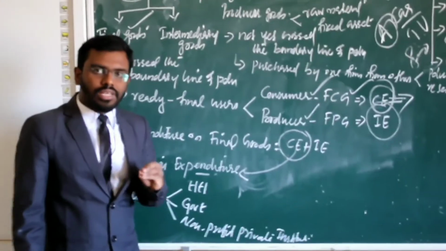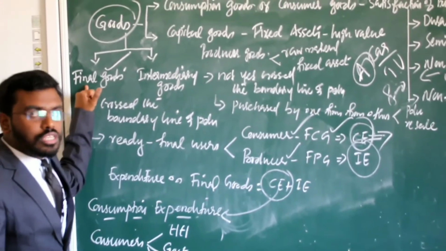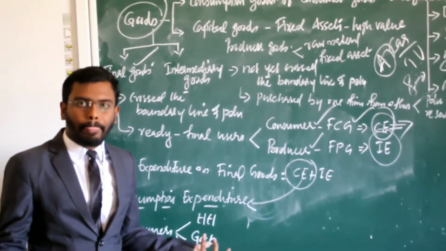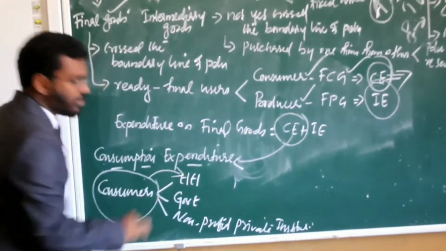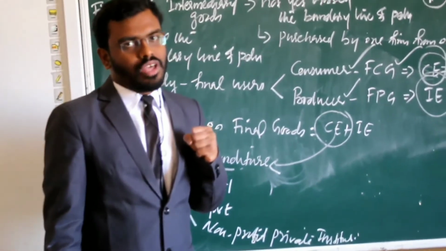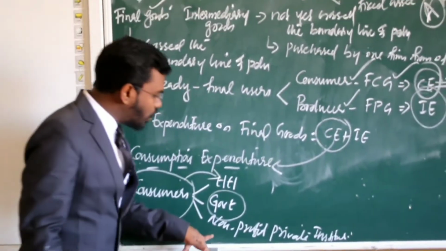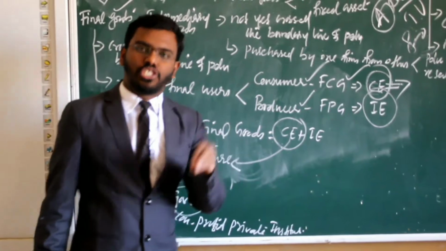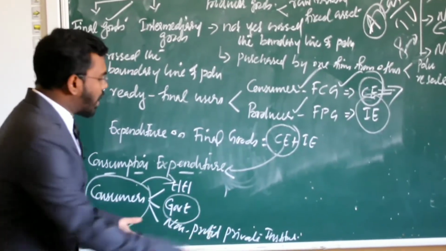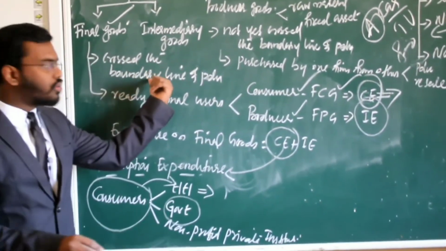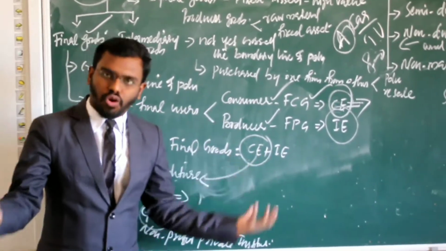What is consumption expenditure? It is expenditure made by consumers on final goods. So the next question: who is a consumer? In economics, consumers are of three types. First one, household. Household means a normal individual. Second one is government. And the third one is non-profit private institution. First, household, that means a normal individual. For what purpose do they demand final consumer goods? For satisfying their needs or their wants.